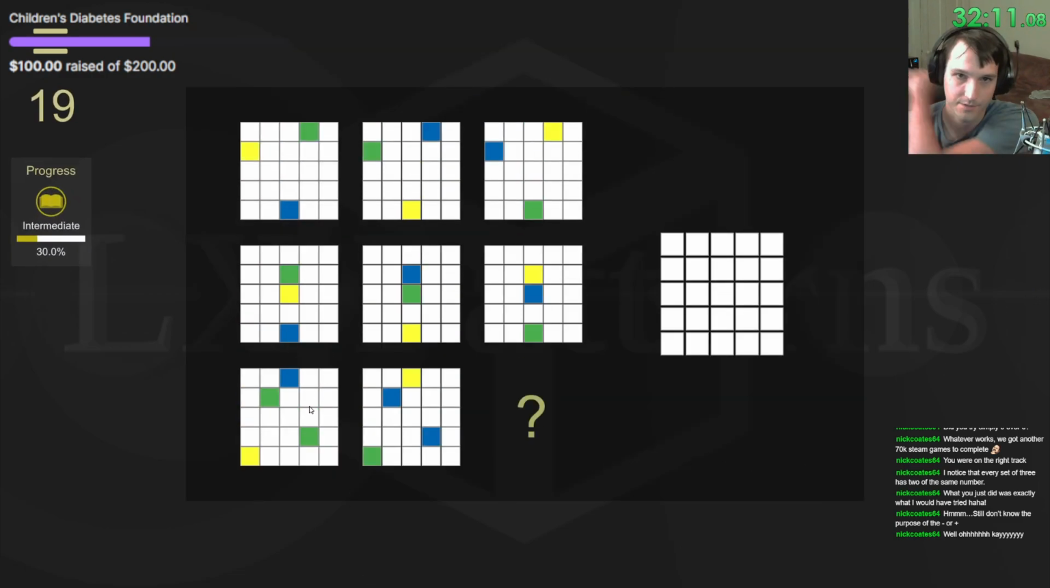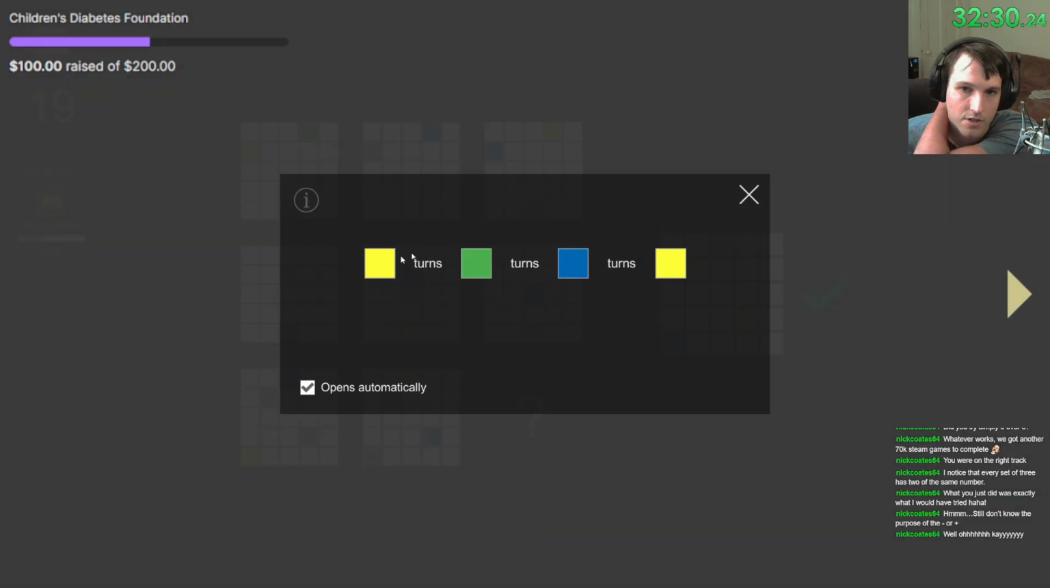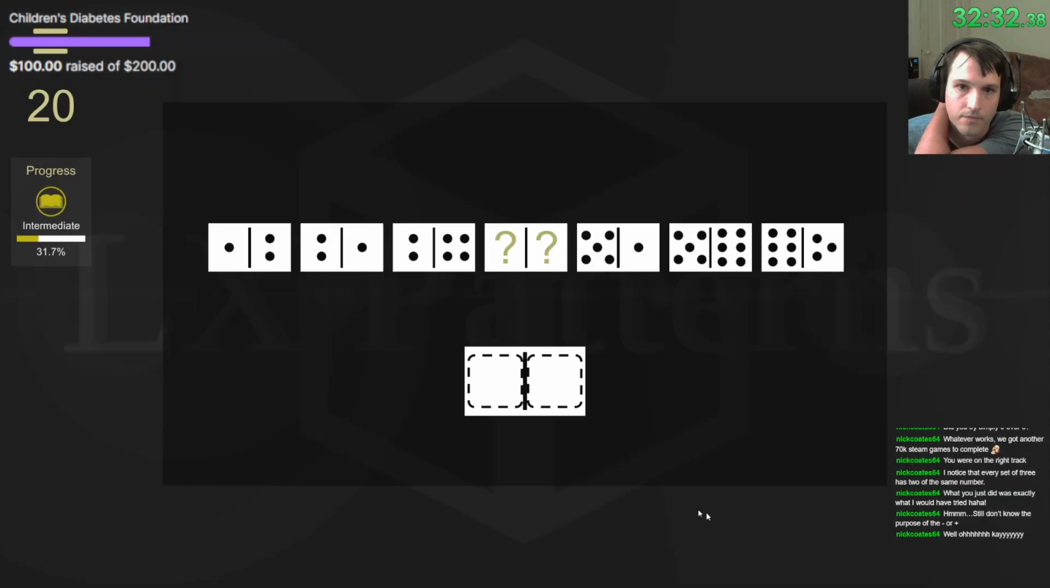All right, here we go. This one's quirky. So it's just the revolving colors, but they stay in the same. So it's going to be this guy, this guy, this guy, and this guy, but the colors are going to switch. So it's actually like green, yellow, and blue. They just turn different colors each time.